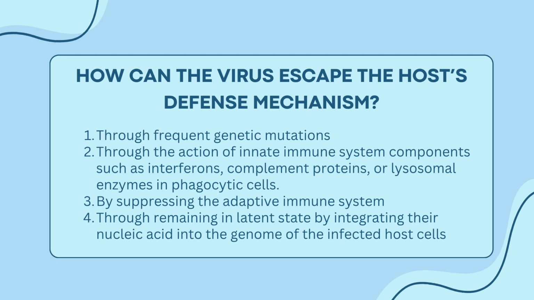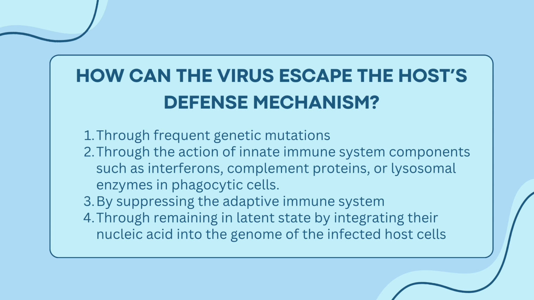The ongoing evolution of the influenza virus is one example of this, leading to the appearance of new strains and the yearly need for the production of new vaccinations. Second is through evading the action of innate immune system components such as interferons, complement proteins, or lysosomal enzymes in the phagocytic cells. An example of this is that the hepatitis C virus can block interferon-mediated degradation of viral RNA, and the herpes simplex virus produces a protein that binds to the complement component C3b, resulting in inhibition of the complement pathways.